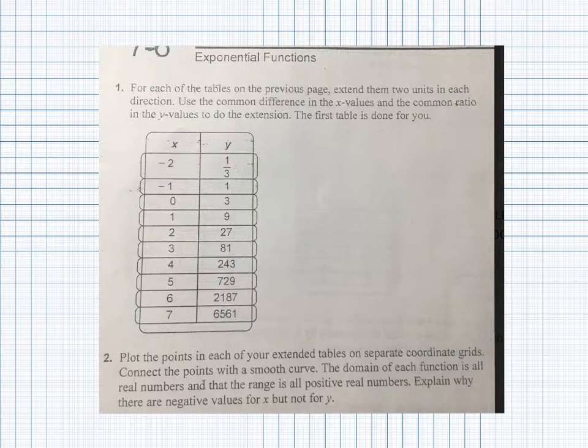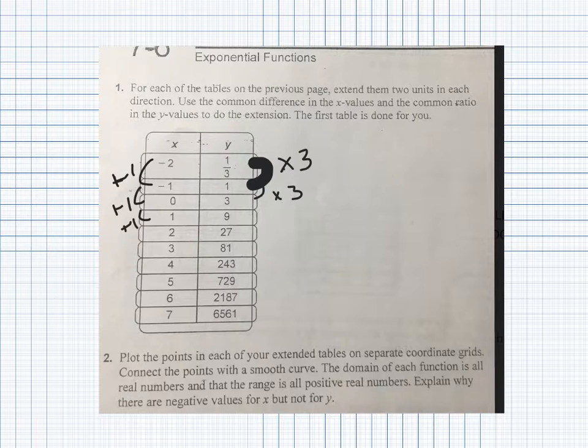So this screenshot was sent to me, and it's from that worksheet, on the back side, and it says, for each of the tables on the previous page, extend them 2 units in each direction, use common difference in the x values and common ratio in the y values to do the extension. The first table is done for you. All they're showing us is that first table, they really just use the fact that this is being multiplied by 3 every time, as these are increasing by 1 each time, to help extend the table out.